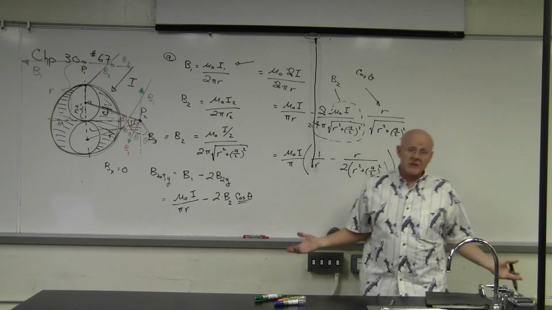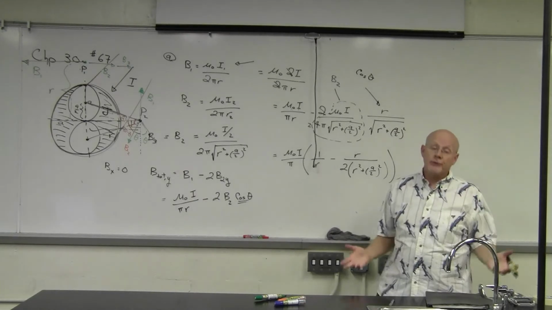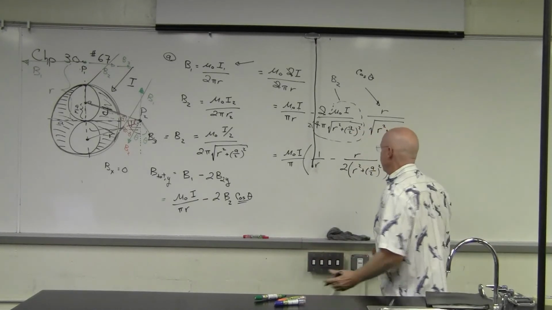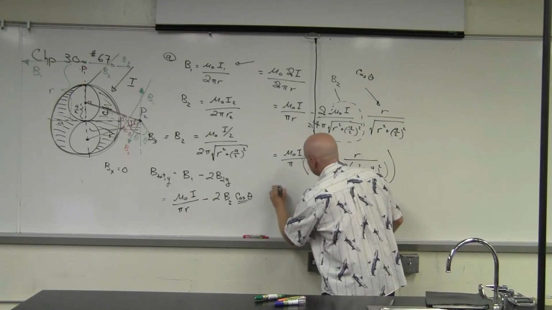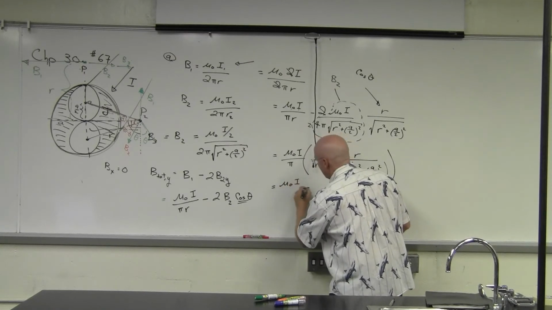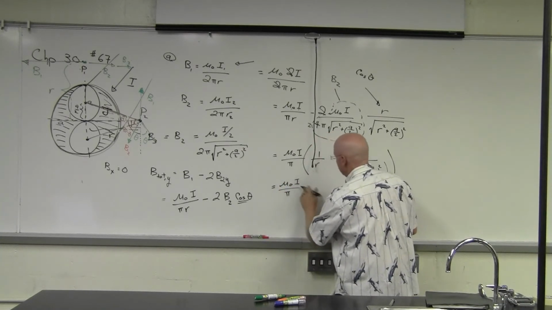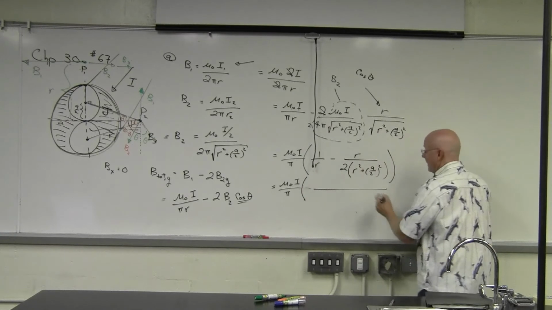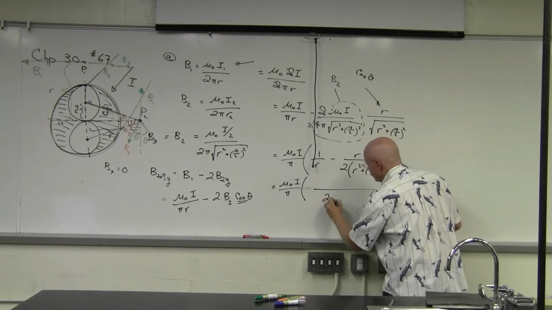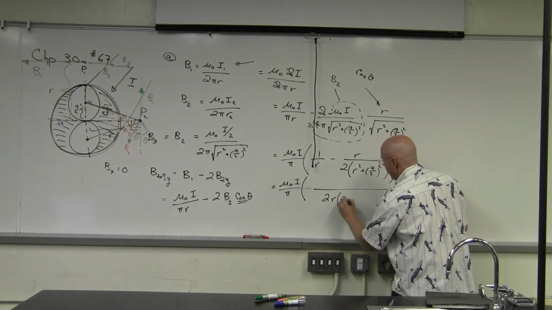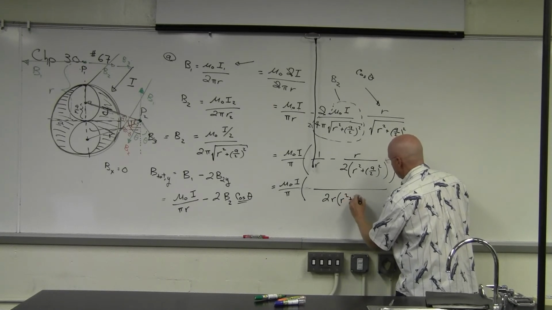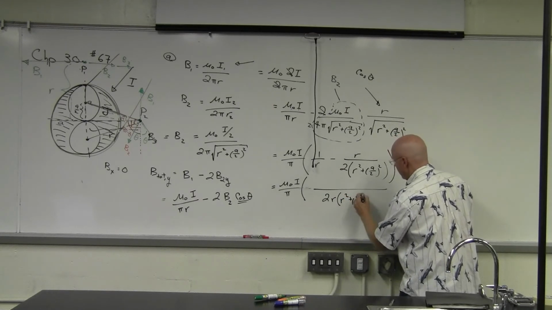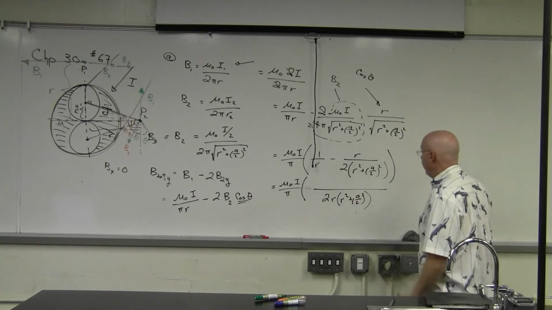And now I'm left with some mathematics again. I got to combine two fractions. I need a common denominator. Okay, so this is mu naught I over pi. And again, the common denominator would be a 2, an r, and an r squared plus an a over 2 quantity squared.